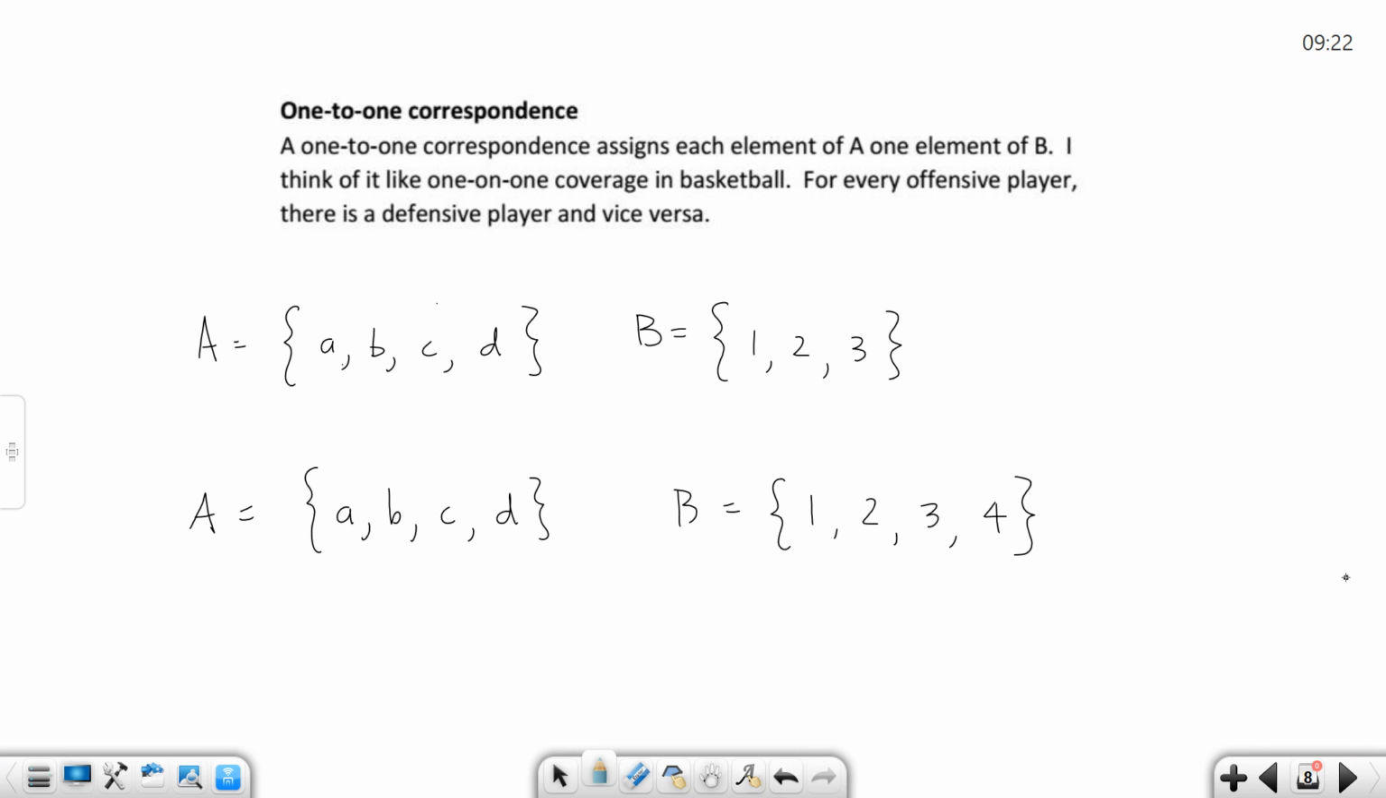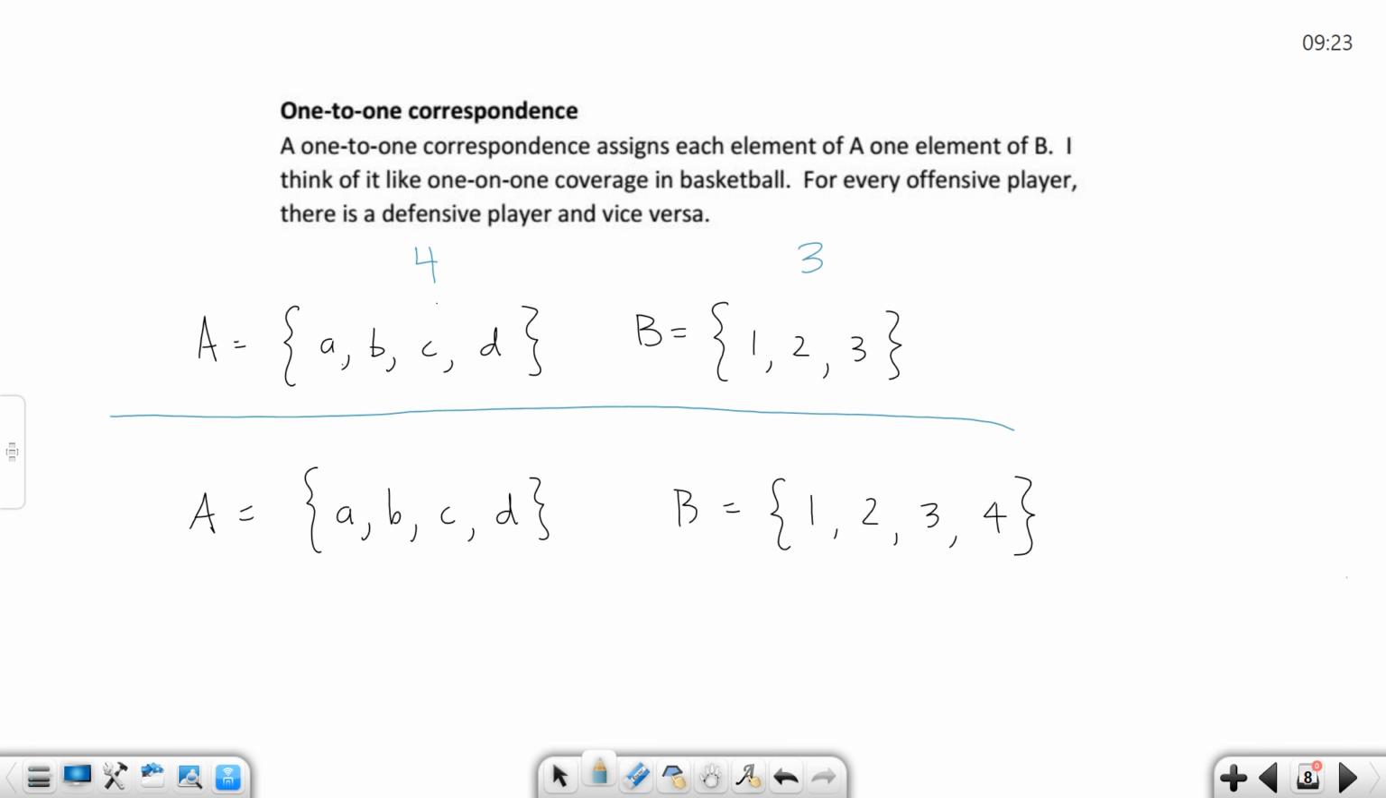Okay, the next one is one-to-one correspondence. A one-to-one correspondence assigns each element of A exactly one element of B. Now I think of this in basketball or football if you have one-on-one coverage. For every offensive player, there's a defensive player that matches up, and vice versa. So if I give you these two sets, we'll do the one above the bar. This one has 4 elements, and this one has 3 elements. So those could not match up in a one-to-one relationship because something's left out, right? You can't match 4 to 3 and have everybody have a partner.